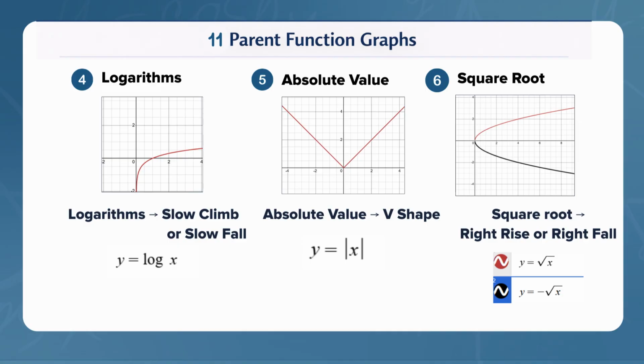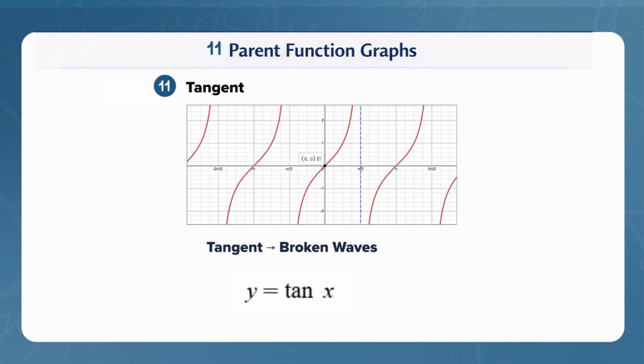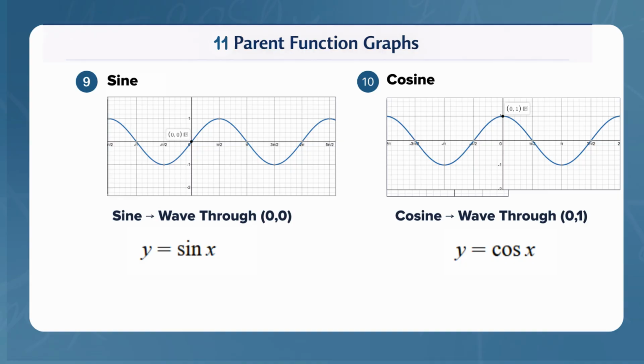The square root. And we also talked about the cubic, which kind of looks like a tall S, sideways, and the cube root looks like a wide S, and then the sine function looks like waves going through the origin 0, 0. And the cosine is a wave that intersects at 0, 1 on the y-axis.